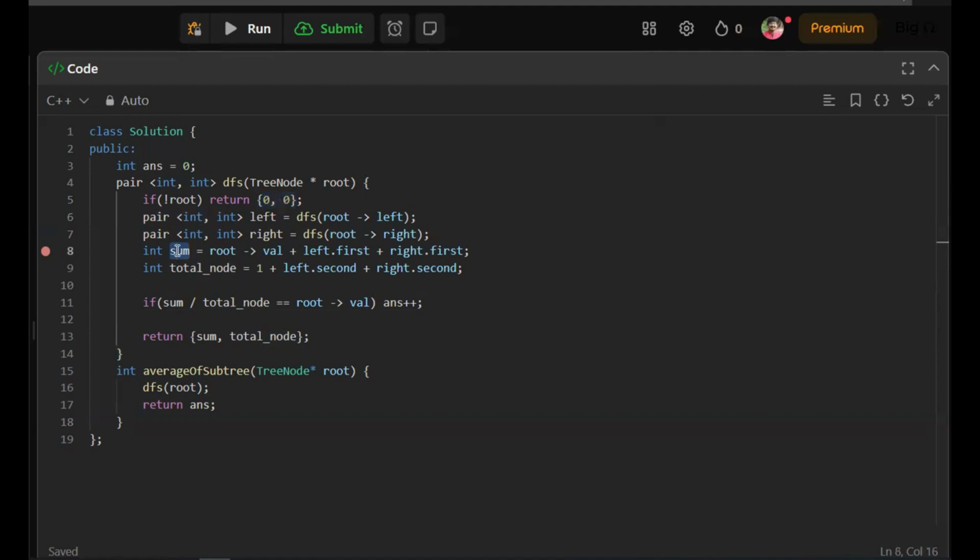Now the summation of the subtree presented in the root will be root value plus left subtree's first value plus right subtree's first value, and the total node count will be 1 plus left subtree's second value plus right subtree's second value. Now here, if the sum divided by total nodes is exactly equal to the root value, we have to increment the answer, which is a global variable. And for each node root, we have to return a pair which is the sum and total nodes presented in this root. Finally, we have to return the answer.